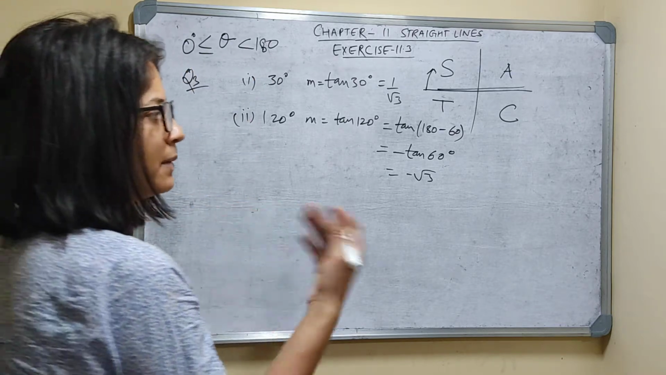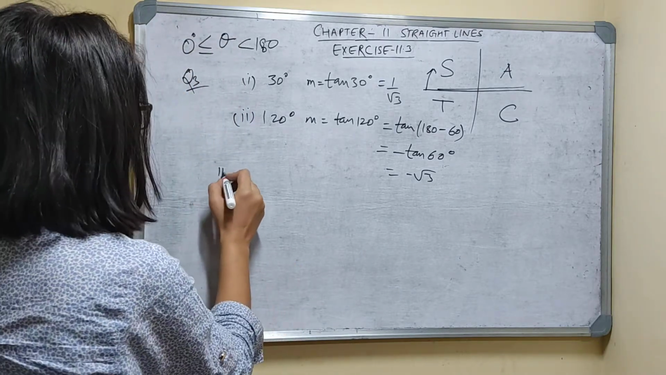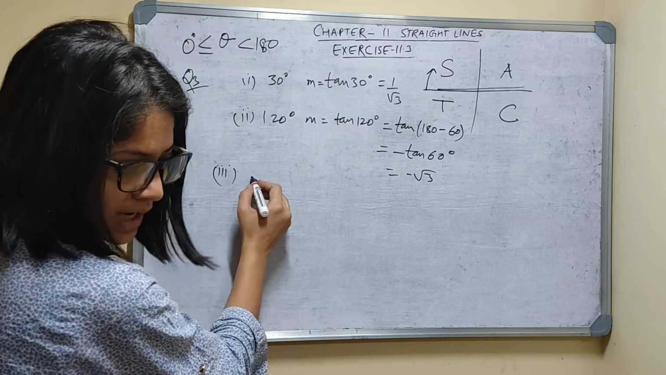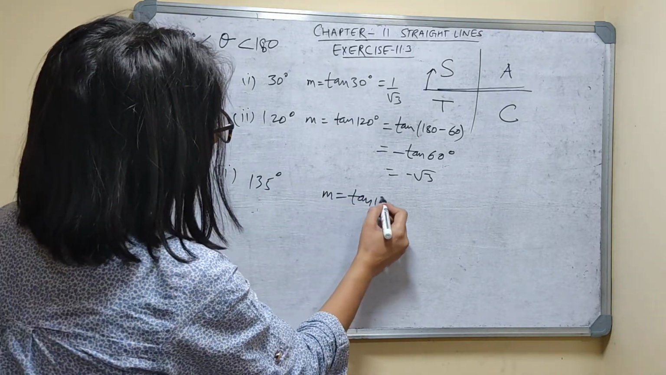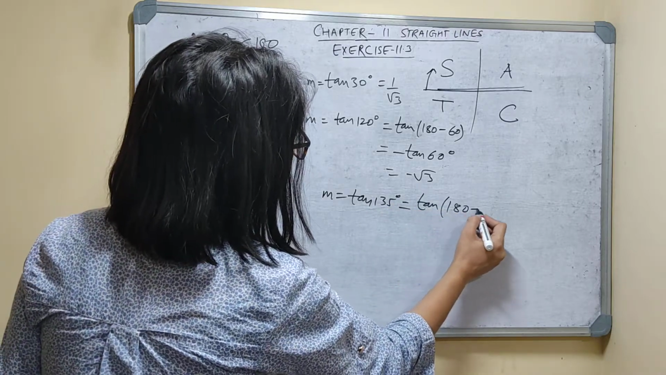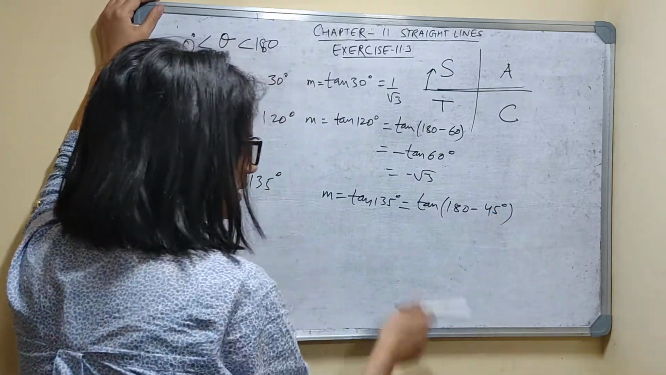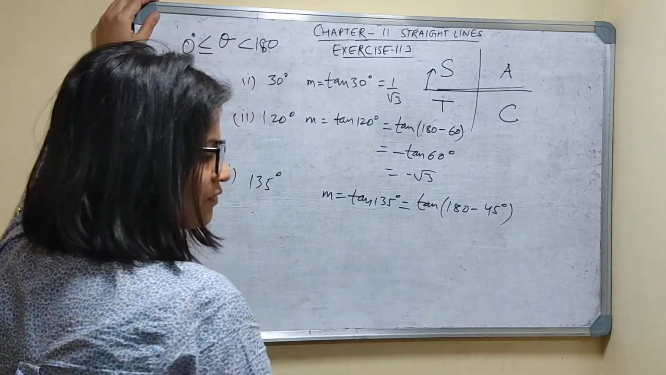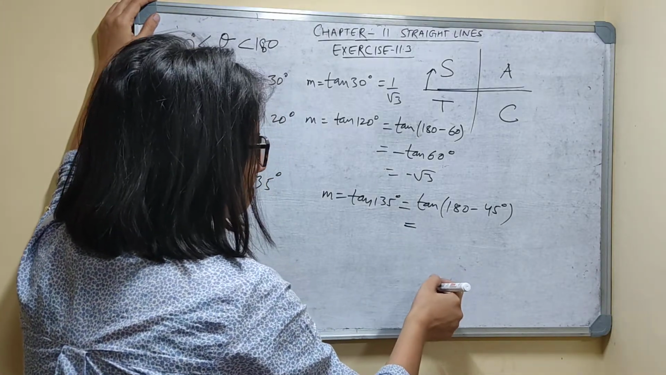So I am writing tan(180 minus 60). So minus tan 60 is what? Minus root 3. Is it clear? Now the angle is what? 135 degrees. So m is equal to what? tan 135 degrees. So I can write what? tan(180 minus, what can you write? 45 degrees I can write. tan(180 minus 45), because 180 minus 45 is what? 135. Is it clear? Okay.